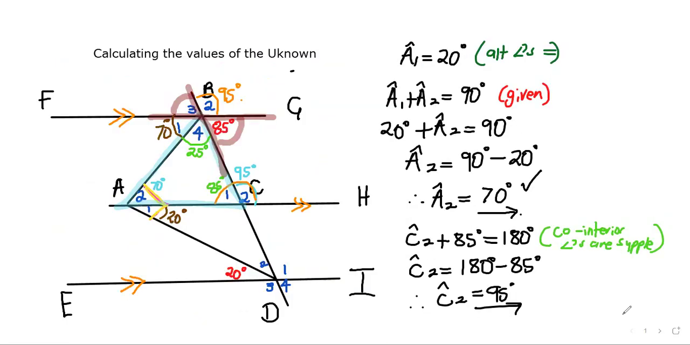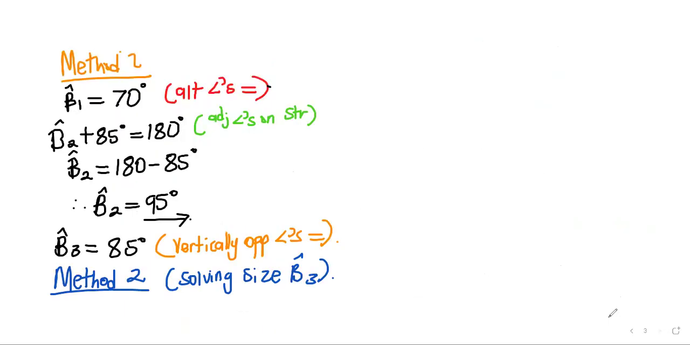So I'm going to say B2 plus B3 is equal to 180, because these are angles on a straight line. So I'm just going to say angle B2 plus angle B3 is equal to 180 degrees. You know why? It's because these are the sum of angles on a straight line.